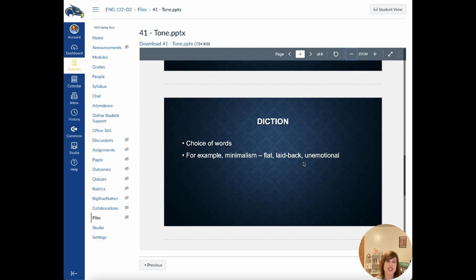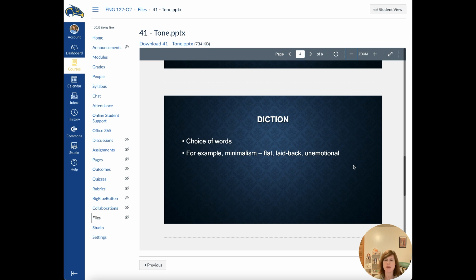So for example, Stephen King, we can talk about him with that slide in this one here. Stephen King is often known for having very long dialogues with characters, and that relates to this term diction. Diction is the choice of words. So for example, you can have minimalism, which is flat, laid back, and unemotional. I would say Kurt Vonnegut is a great example of minimalism. Slaughterhouse-Five is one of my favorite books, and it's very minimalist. His writing is very dry, and at times very understated.